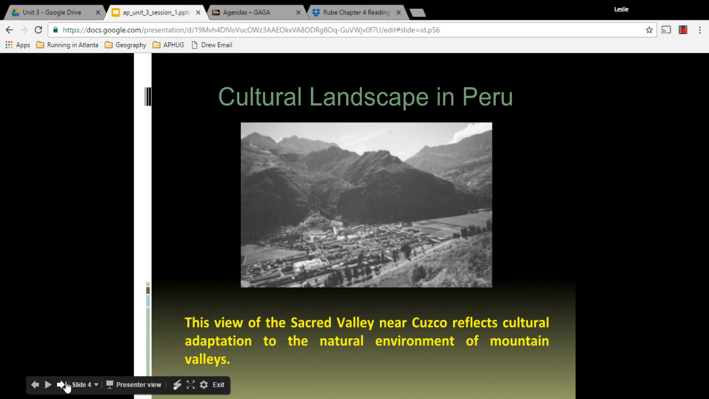All right, another example of the cultural landscape is the cultural landscape in Peru. So this is the view of the Sacred Valley near Cusco, and this reflects cultural adaptation to the natural environment of the mountain valley. So you see the human imprint in the valley with lots of buildings, and then if we were to zoom in on this, you would see the importance of religion and importance of native customs if you were to be walking around on the streets and see native markets, as well as lots of evidence of Catholicism with lots of Catholic churches.